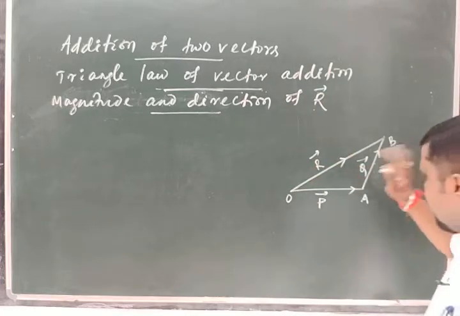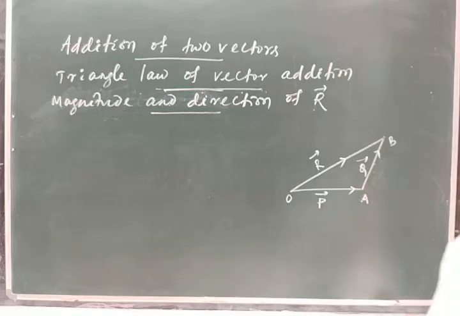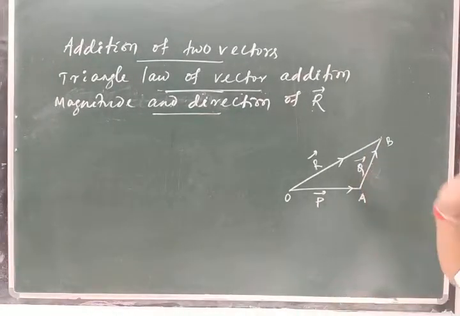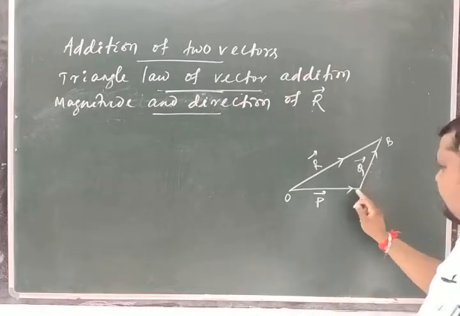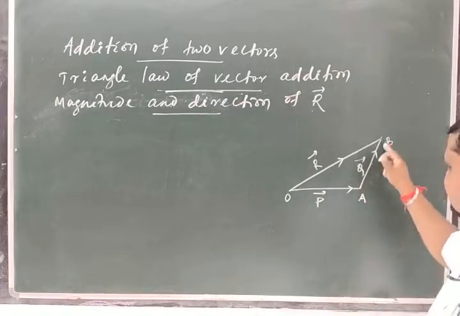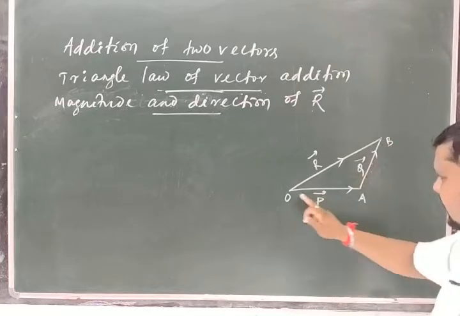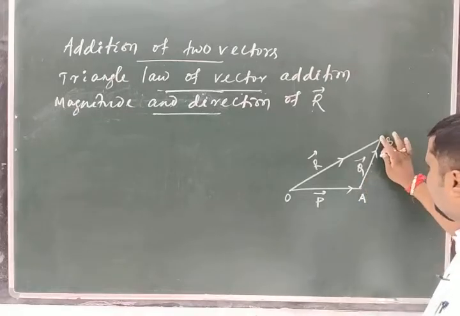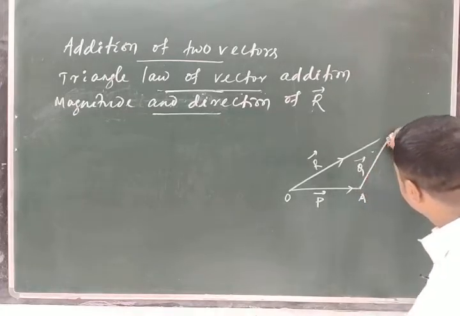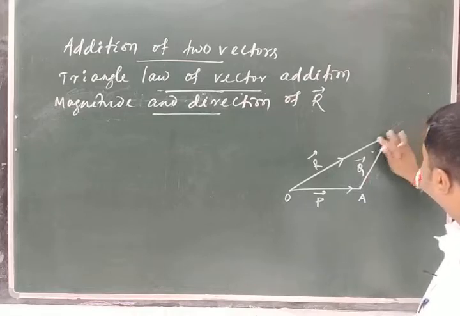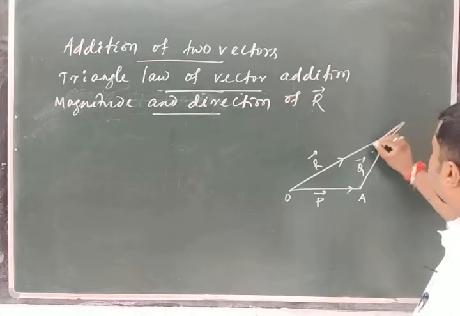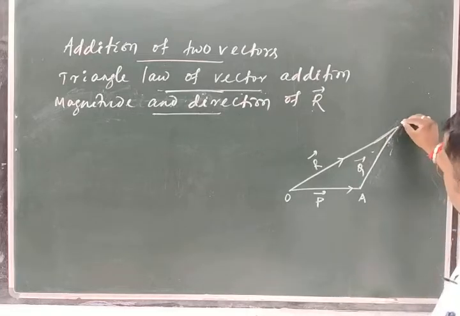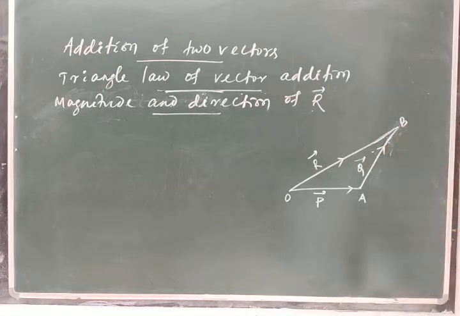What we will do here? First we deal with the angle between the two vectors. Now what is the angle between these two vectors P and Q? In this figure, the head of P and the tail of Q coincide here. If this is the angle, let me draw it large.